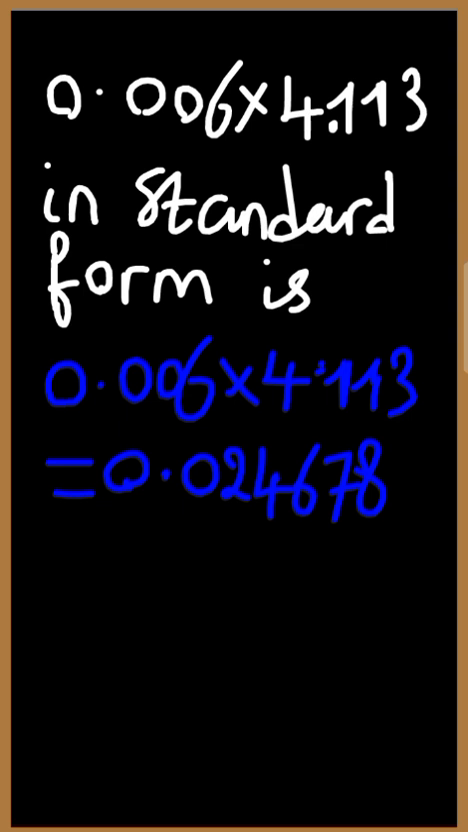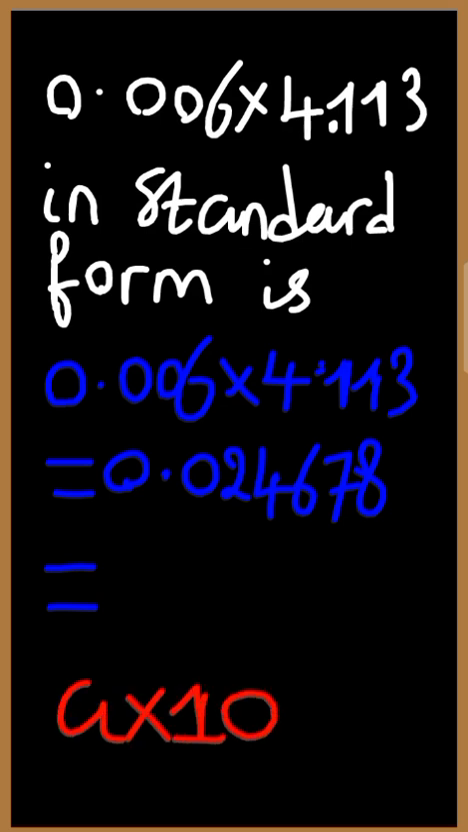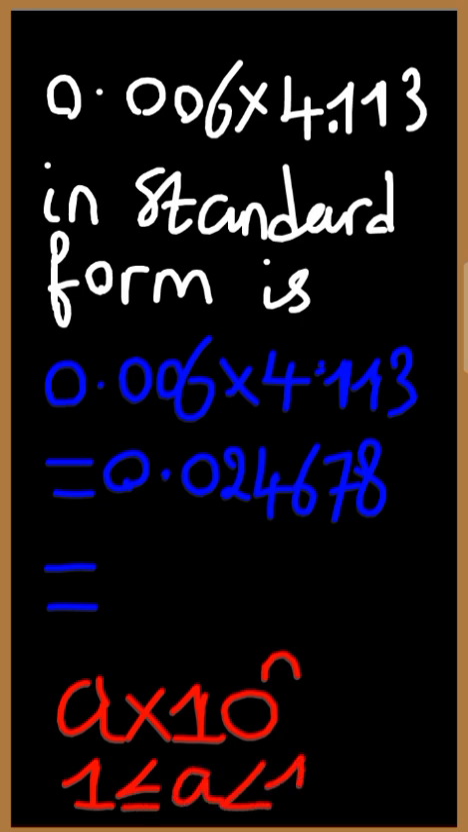0.024678. We are to write this number 0.024678 in standard form. This will simply be equal to, that means we are to express this number in the form a times 10 to the power n, where a lies between 1 and 10 as such, and then n belongs to the set of integers like this.